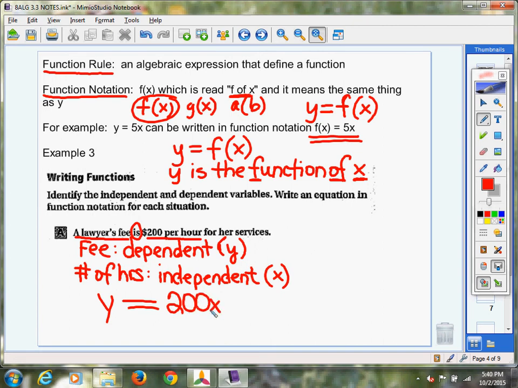And there's your equation. Now, to write it in function notation, all you would need to do is rename the Y. What's another name for Y that I told you above is function notation. And if you said f of x, you're exactly right. This is the same thing. Okay? So we identified the independent and dependent variable, and we wrote our equation in function notation. We did all three things that they asked us to do. So great job on that.